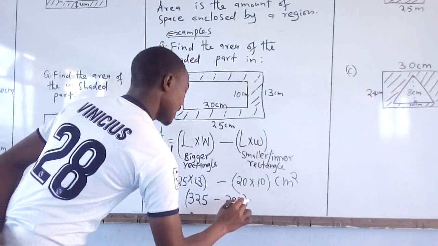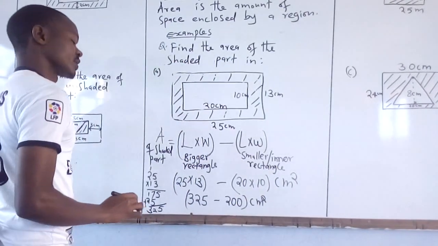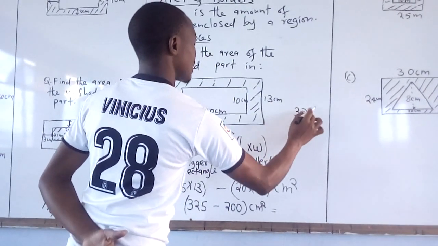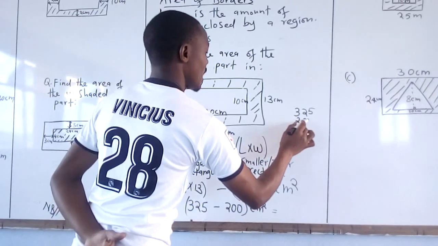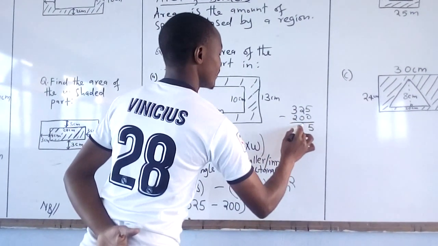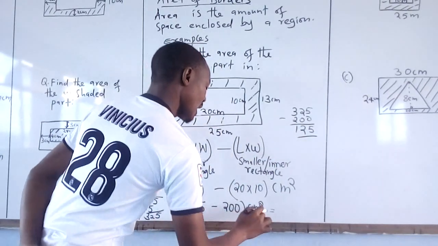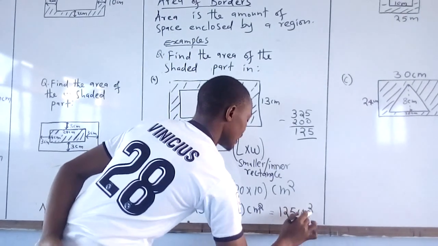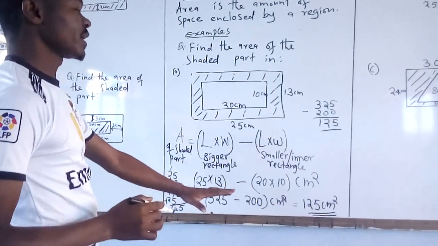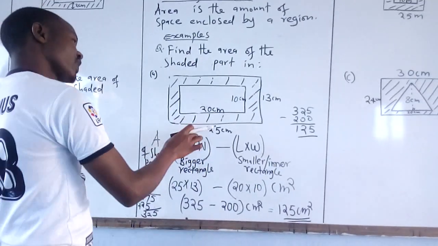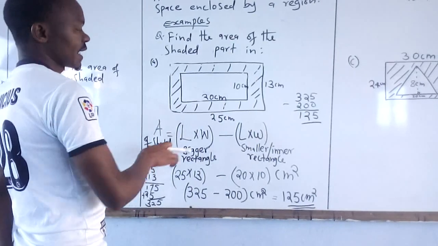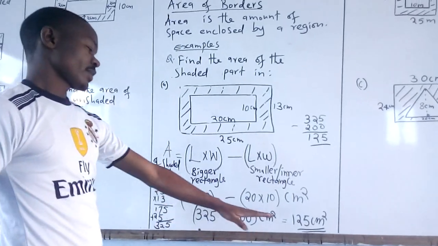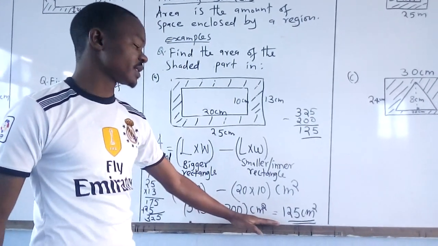So we get the difference here, and your answer must be in square units. So our answer is going to be 325 minus 200. So this is going to be 125. Our final answer is 125 square centimeters. That is how we calculate the area of the shaded part. Just find the area of the bigger rectangle minus the area of the smaller rectangle, or the inner rectangle. Then you get the difference. Remember, the answer must be in square units.